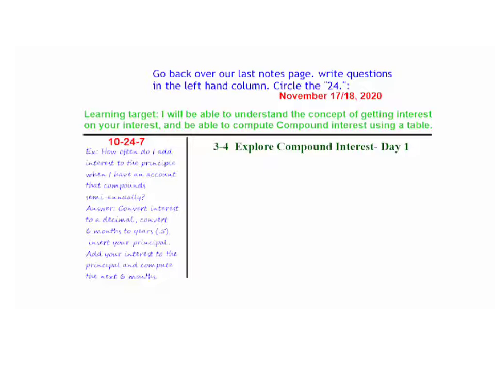Let's go over our last notes page and write a question in the left-hand column. My example question is, how often do I add interest to the principal when I have an account that compounds semi-annually? The answer is, of course, every 6 months. But the way you actually do it, nuts and bolts, is you convert the interest to a decimal, and you convert 6 months to years, which is 0.5, and you insert your principal, and you add your interest to the principal and compute for the next 6 months.